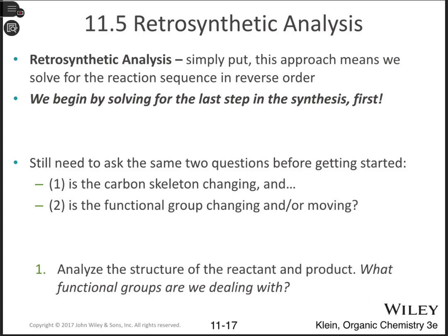Again, you've seen this before. We work from the last step and we work backward. We always ask the questions, is the skeleton changing? Is the functional group changing and or moving? So is it bromine to an alcohol? Is it in the same place or is it somewhere else?